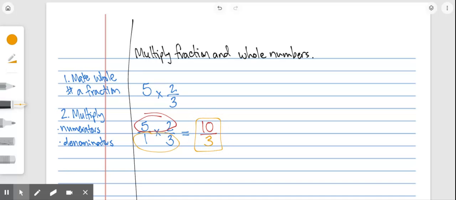But wait, there's more. I know how to make an improper fraction into a mixed number. So this is an improper fraction, 10/3. So I'm going to do 10 divided by 3. And I'll continue that.